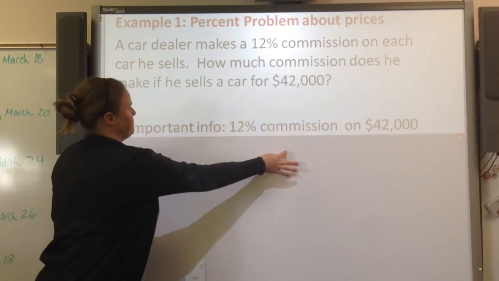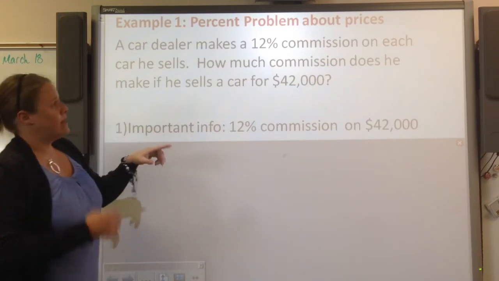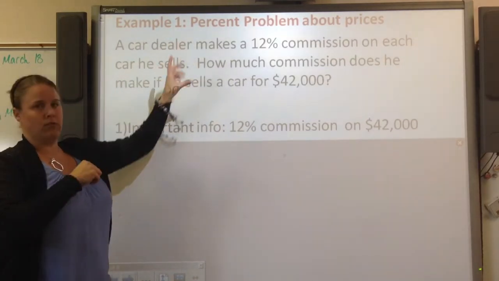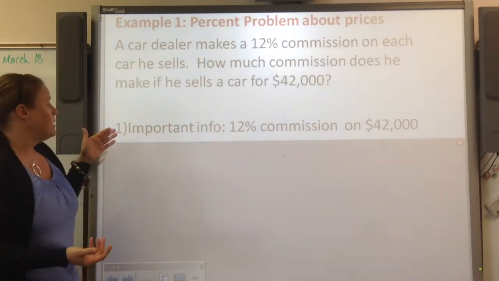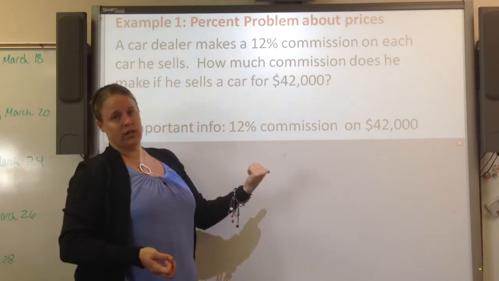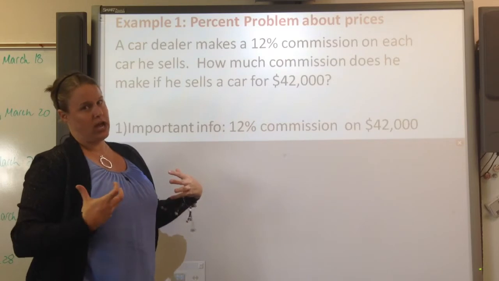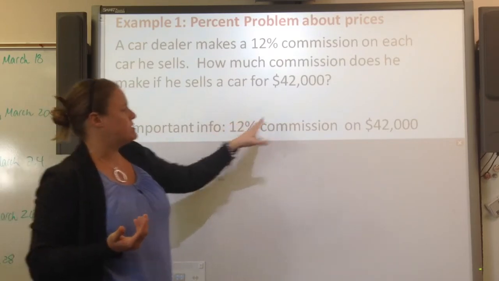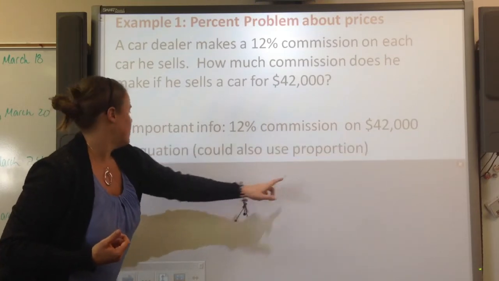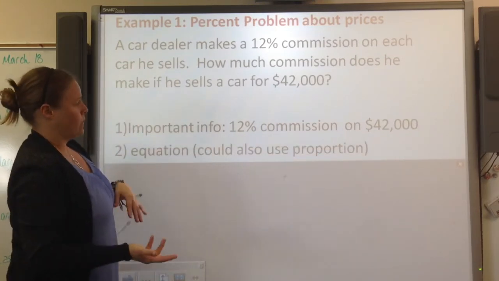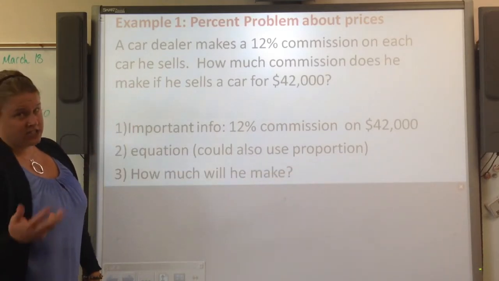So our first step is to record the important information. At this point, you don't have to write the whole problem. You can take notes on this problem as long as you get the important stuff down. And that important stuff is right here. Number one, important info, 12% commission on $42,000. So this is money added to his paycheck, but we don't know how much. It's 12% of this value. So that's what we have to figure out. Number two, decide whether you're going to do an equation or proportion. Number three, how much is he going to make? It's a solving.